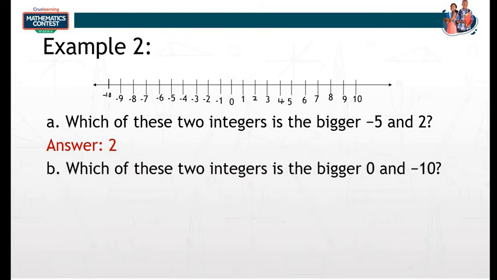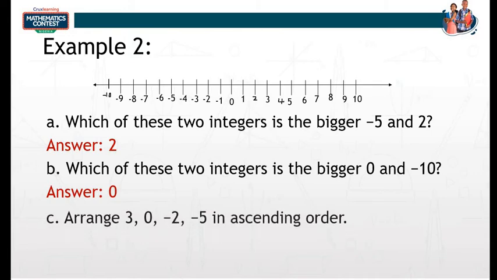So let's go. Which of these two integers is the bigger? We have 0 and minus 10. So where is 0? Here. Where is minus 10? Here. Minus 10 is on the left side and 0 is on the right side. So 0 is greater than minus 10.